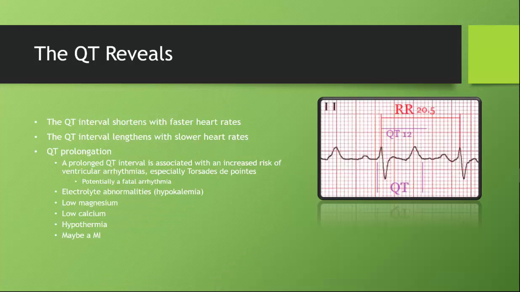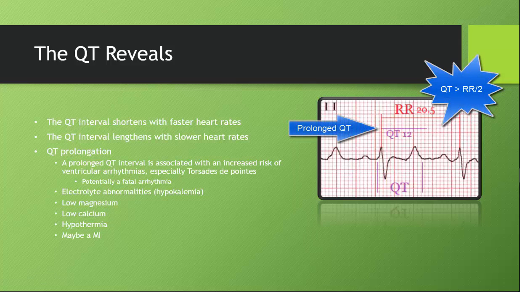Some other things about the QT interval: it will shorten with a faster heart rate, and lengthen with a slower heart rate. But what is the QT interval telling us? What is it revealing to us? We know a prolonged QT interval is associated with an increased risk of ventricular arrhythmias, especially torsades de pointes, which is potentially a fatal arrhythmia. A prolonged QT interval can also be due to an electrolyte abnormality, such as hypokalemia, low magnesium, low calcium, hypothermia, and maybe even an MI.